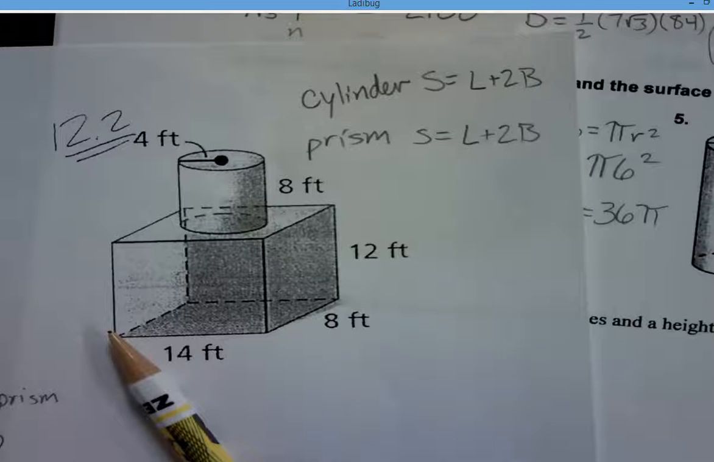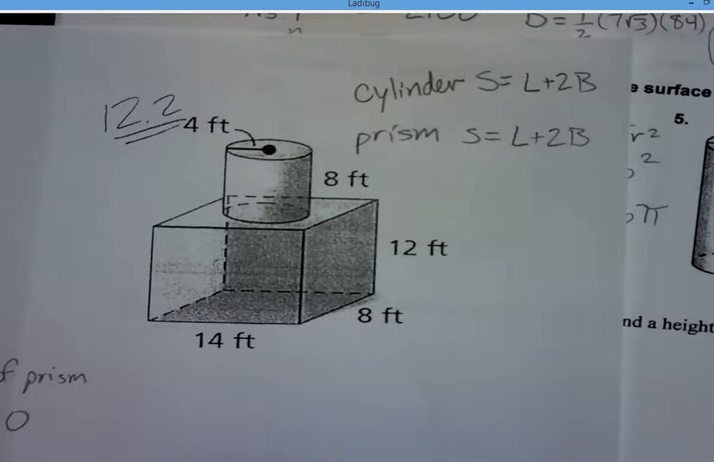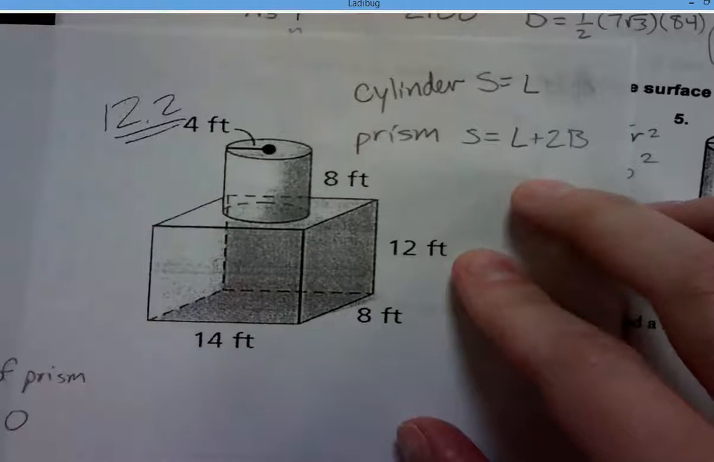One circle is being covered up on the cylinder. What is being covered up on the prism? A circle. The exact same size circle. So how many circles is that? Two circles. 1 plus 1, right? 2. So 2 circles are being covered up.